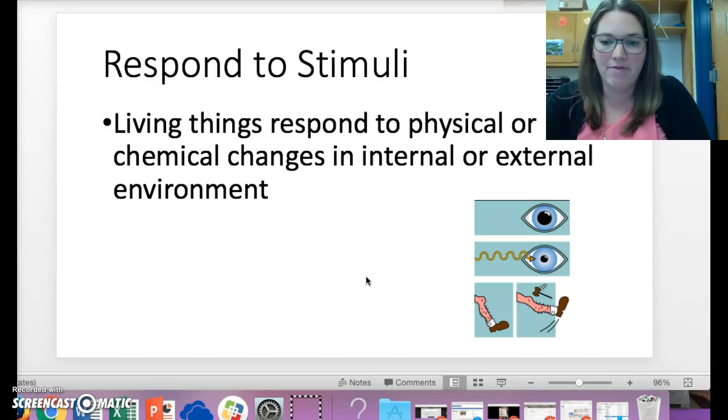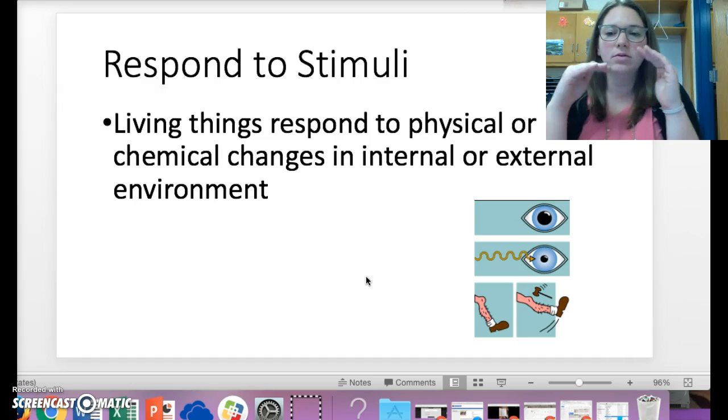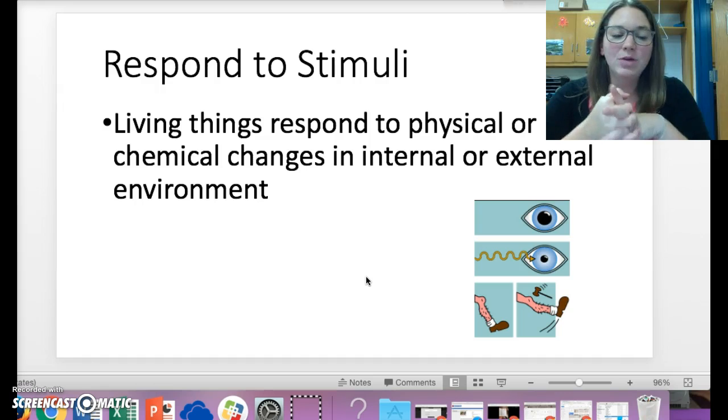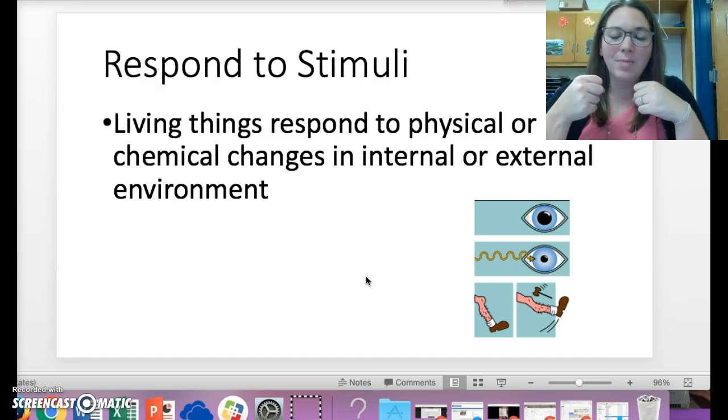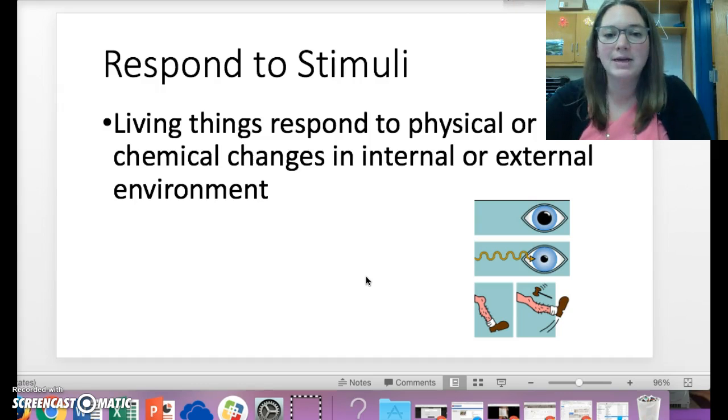Reflexes are an example of that. When you go to the doctor and they hit you on the knee, that's your patellar reflex. You kick a little bit, that's you responding to stimuli. But you also respond to internal changes. Let's say you drink a lot of water, your electrolyte levels are going to fluctuate, and you're going to have to pull some of that water out of your blood and put it into your bladder, and then you have to pee. That's your body responding to stimuli. All living things do that.